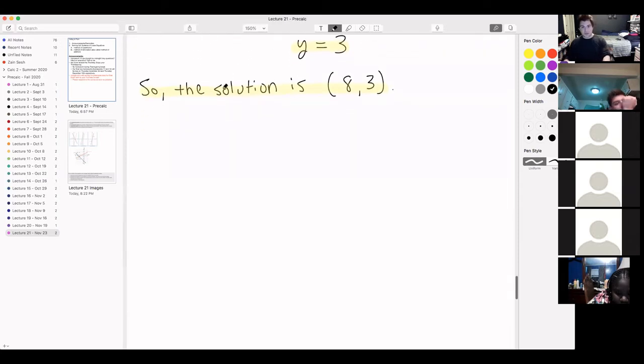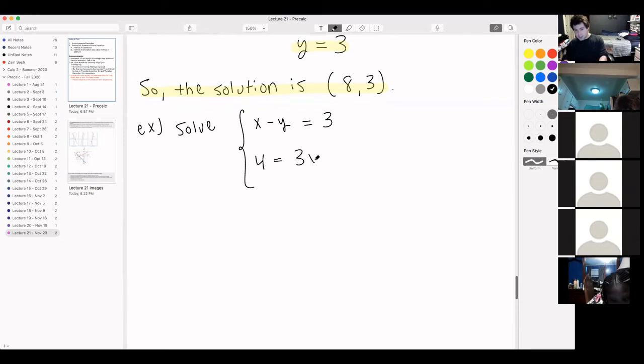All right, so let's just get to it. Maybe I'll work a little faster on this one. Solve. So here's the system I'm giving you. x minus y equals 3, and 4 equals 3x minus 2y by substitution.